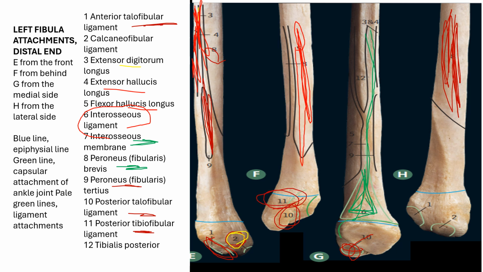Here, in the posterior image, we can see it. The posterior tibiofibular ligament starts from the posterior tibia and attaches at the posterior fibula, and it maintains stability of the distal tibiofibular joint.